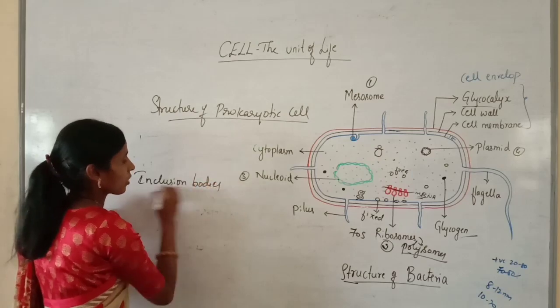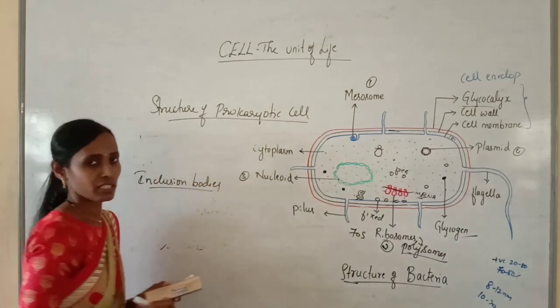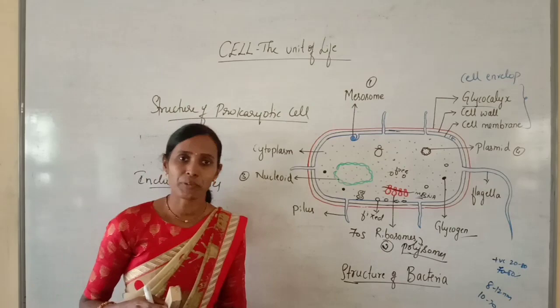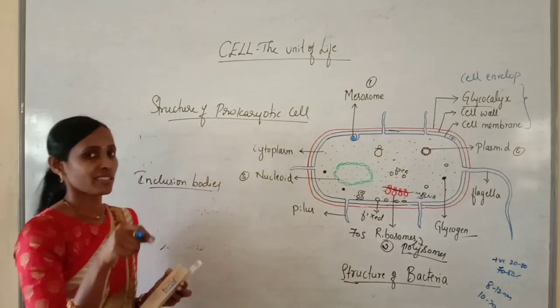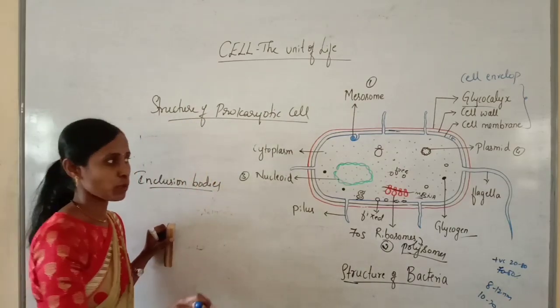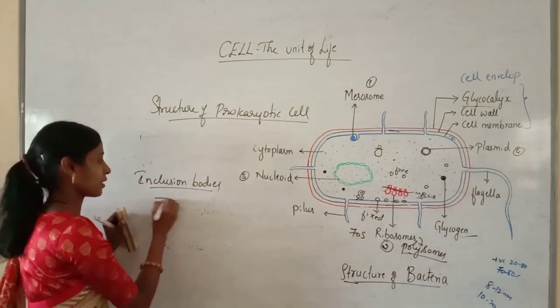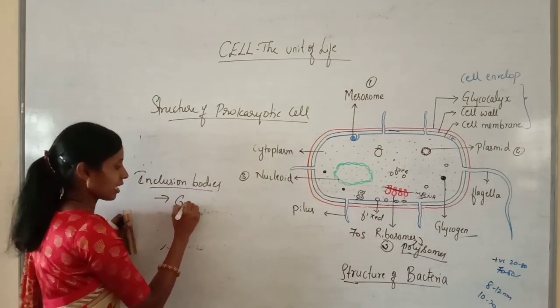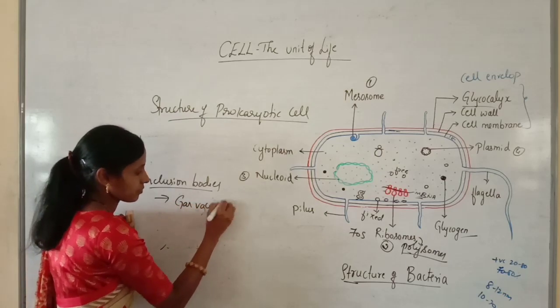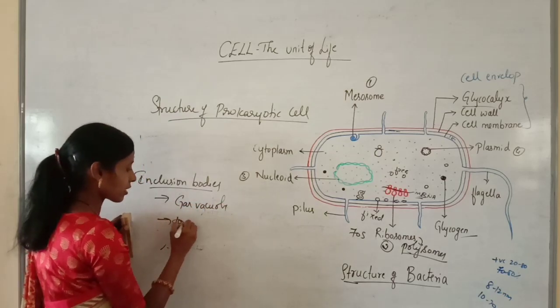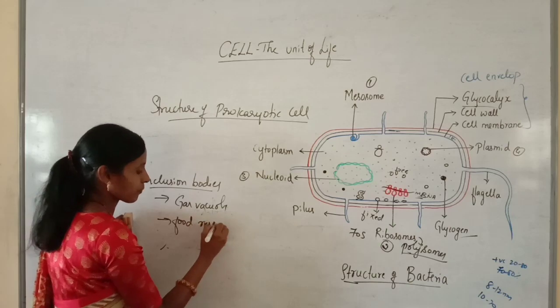Inclusion bodies are nothing but non-living components which are present in the cell, which are freely present in the cytoplasm, like food reserve and gas vacuoles. The inclusion bodies are mainly gas vacuoles and the food reserve or reserve food material.